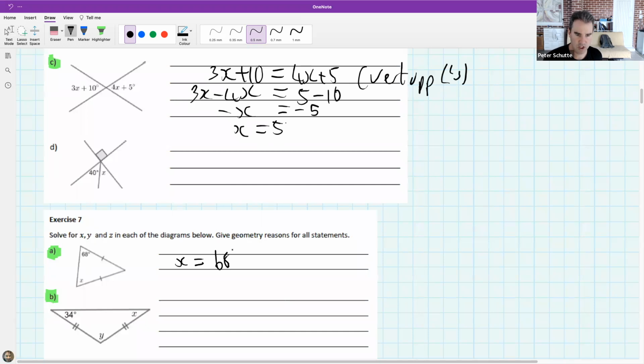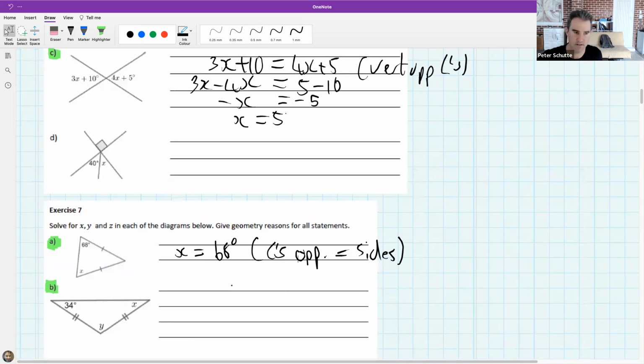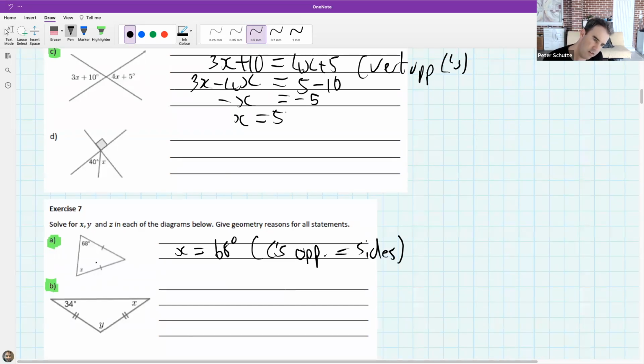So I see in the chat, a lot of people are saying X is 68 degrees. And I agree with you, it is 68. I will put the reasons actually now that there's a bit of time. So we say angles opposite equal sides. And basically that just is saying that is opposite that side and that is opposite that side. And so they must be equal. They must both be 68.